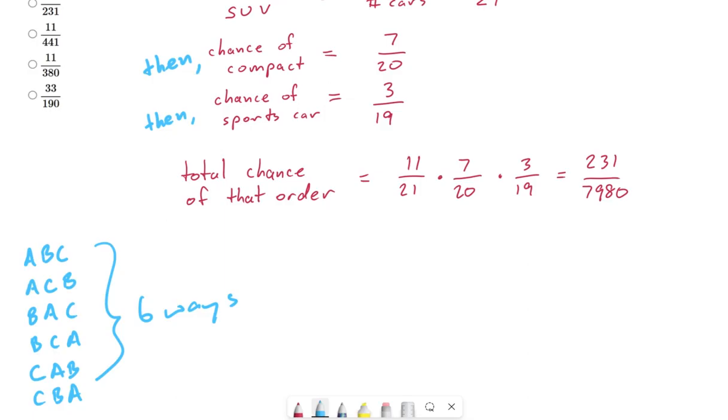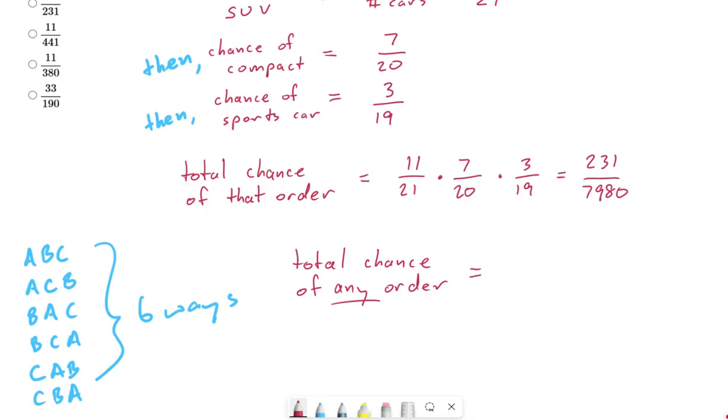In other words, I could pick an SUV, then a compact, and then a sports car like I did, or I could do SUV, then a sports car, then a compact. It's an equivalent chance of doing that if you run the numbers. It's just a different order of multiplication. But what it means is I have a different calculation to do. I'm going to call this the total chance of any order. In other words, I don't care what order the cars are picked in. I just want one of each.